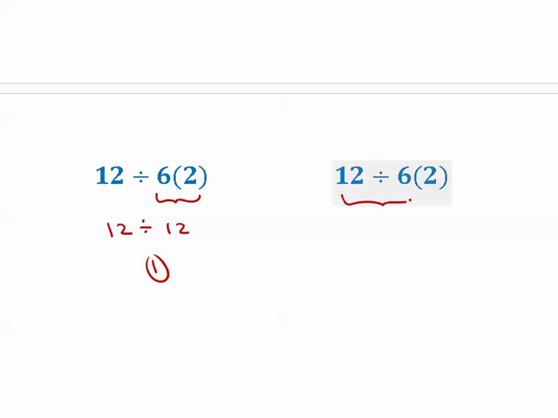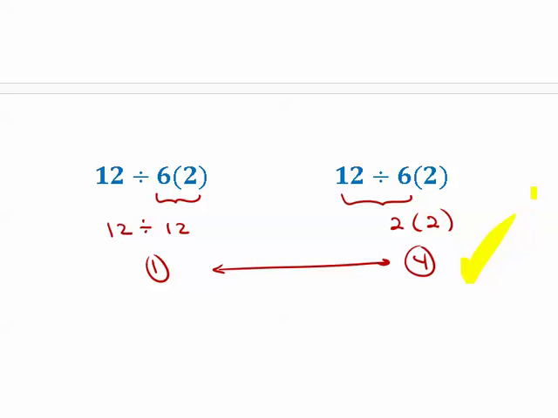Over on this side, let's go ahead and take care of the division first. We have 12 divided by 6, which is 2. Bring down the other 2, that makes 2 times 2, which is 4. So as you can see, we worked the problem out differently, and we got two different answers. Now only one of these can be correct, and it happens to be the one on the right-hand side.